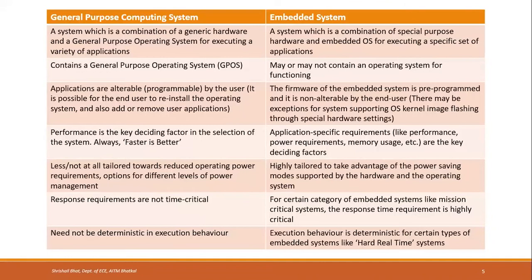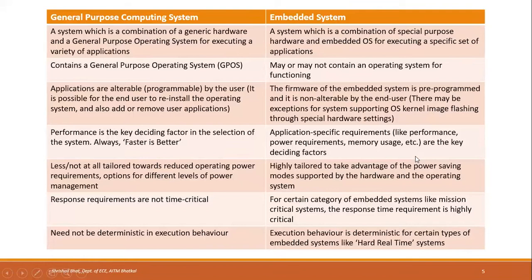In case of general purpose computing systems, the performance is the key deciding factor in selection of the system. That means faster is better. It's always the performance and nothing else we are bothered about. Whereas in embedded system, application specific requirements, apart from performance, we also look for power requirements and memory usage as the key deciding factors.